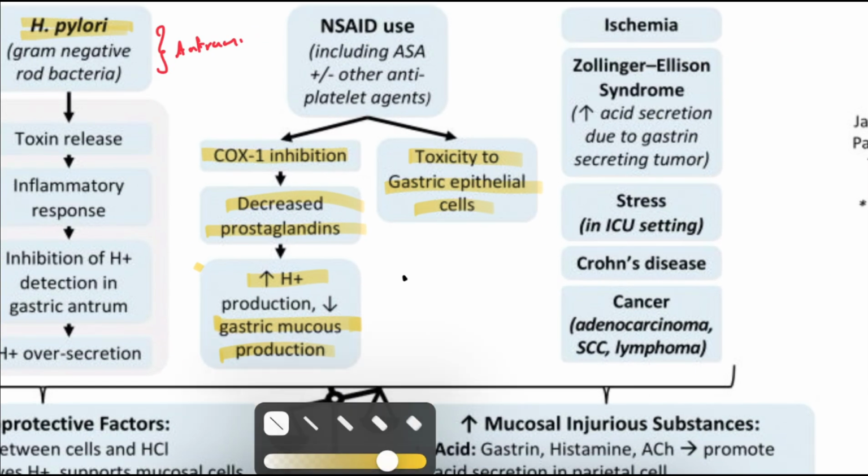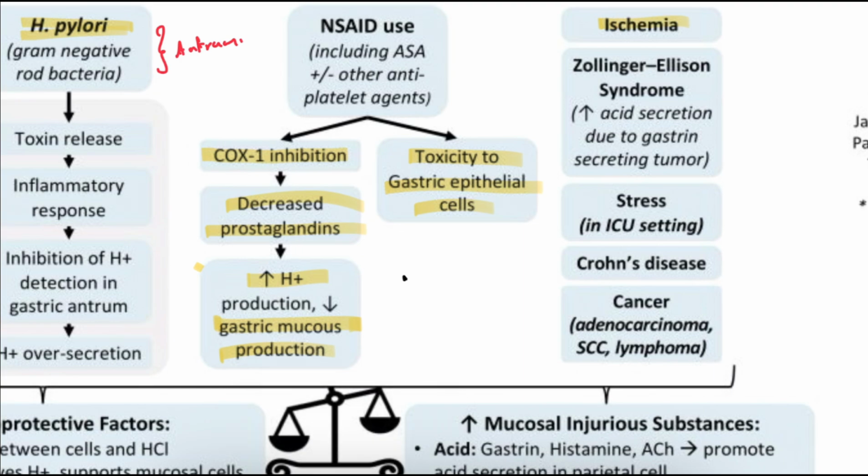Next, another cause is Zollinger-Ellison syndrome, which is increased acid secretion due to a gastrin-secreting tumor. The tumor releases more gastrin, and the patient gets more acid secretion. And we can see stress in ICU settings. In ICU settings, patients get too many antibiotics and everything, so the metabolism becomes stressed and it causes more acid secretion.